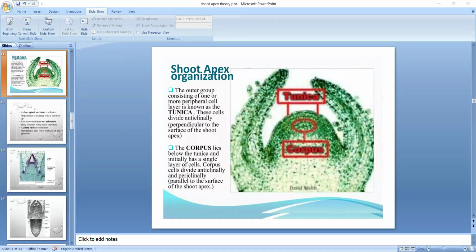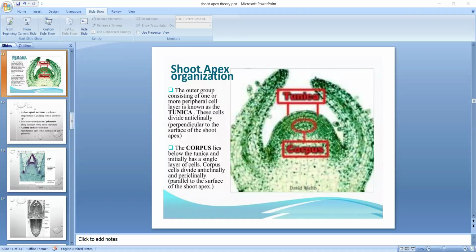What is the outermost layer? It is known as the tunica. These cells divide anticlinally and give rise to the dermatogen and epidermis, cortex. Okay, that is the tunica. And the next one is the corpus. This corpus lies below the tunica and initially has a single layer of cells.